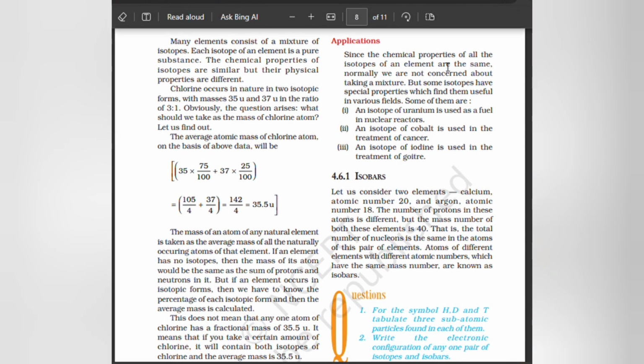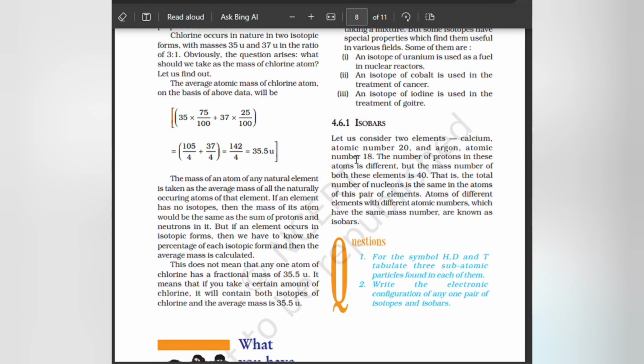Applications. Since the chemical properties of all the isotopes of an element are the same, normally we are not concerned about taking a mixture. But some isotopes have special properties which find them useful in various fields. Some of them are: an isotope of uranium is used as a fuel in nuclear reactors. An isotope of cobalt is used in the treatment of cancer. An isotope of iodine is used in the treatment of goiter.